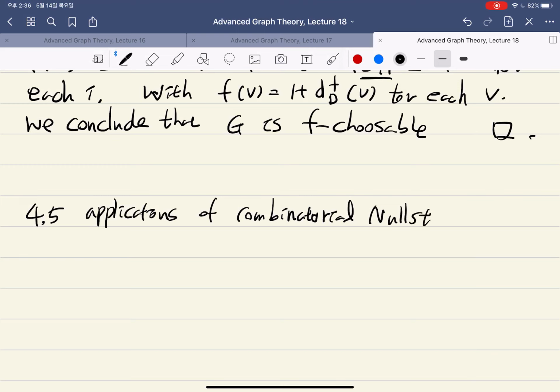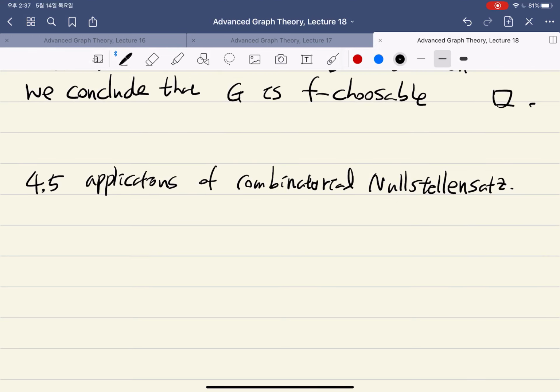So we consider some application of this combinatorial nullstellensatz. There are several applications, but let's focus on the application in graph theory. There are applications in additive combinatorics or many other areas, but let's focus on some application in graph theory.